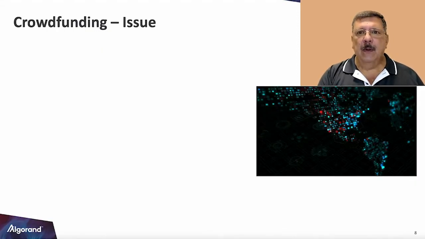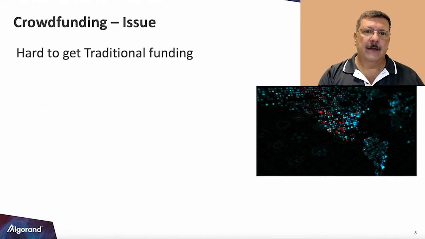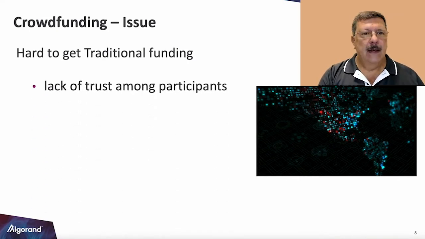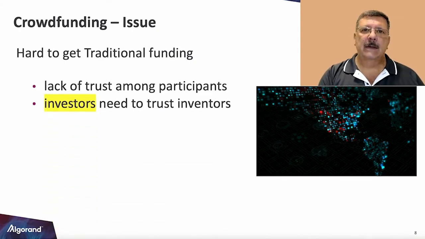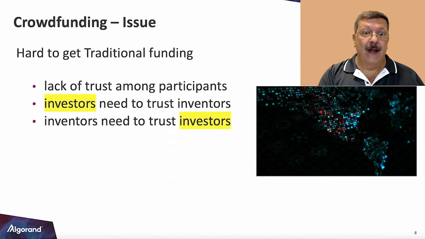Crowdfunding is an example of a type of solution that is great for blockchain. So let's see why. Traditionally, it's hard to get funding, and there's an inherent lack of trust among participants. Investors need to trust inventors, and inventors need to trust investors. Also, an audit trail is highly desirable because you want to know where the funds have gone and account for every piece of that funding.